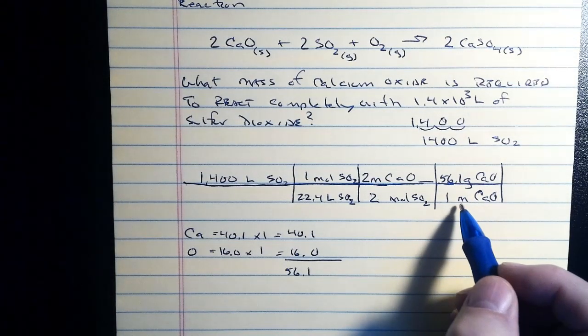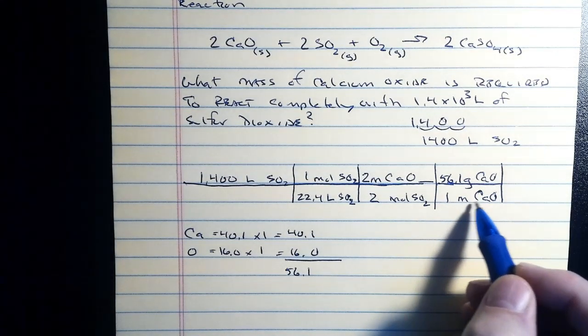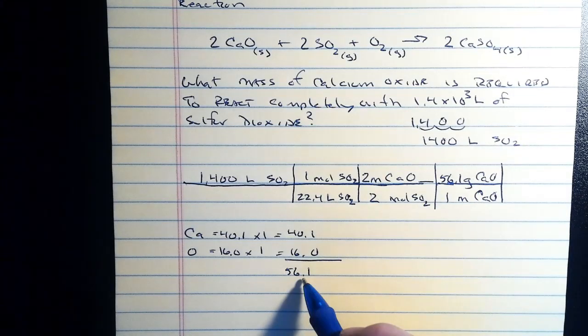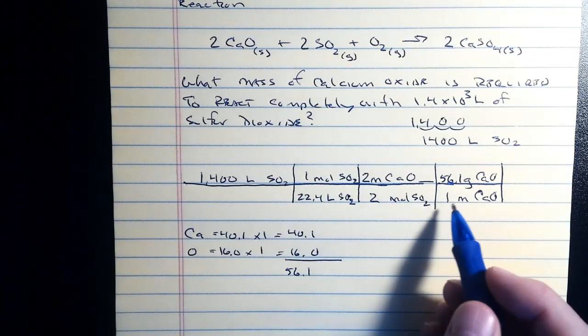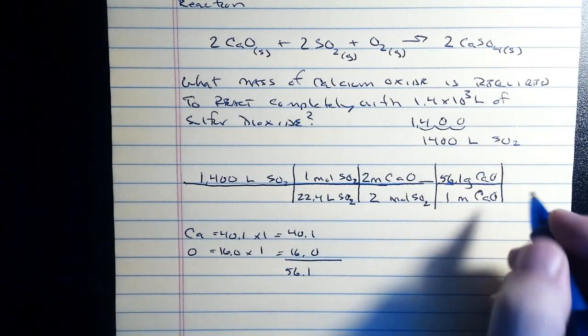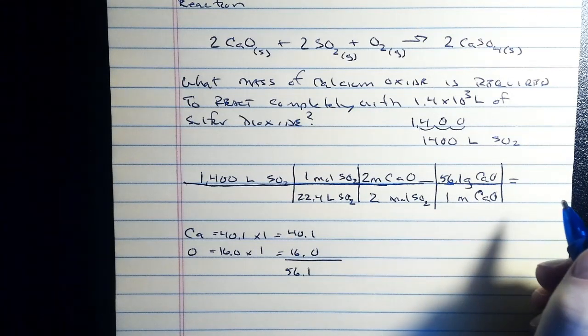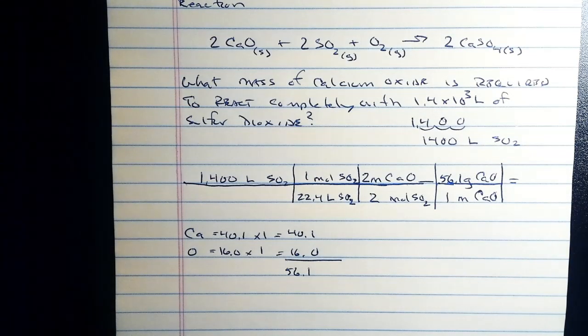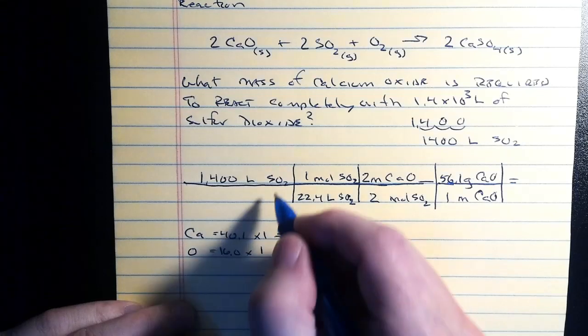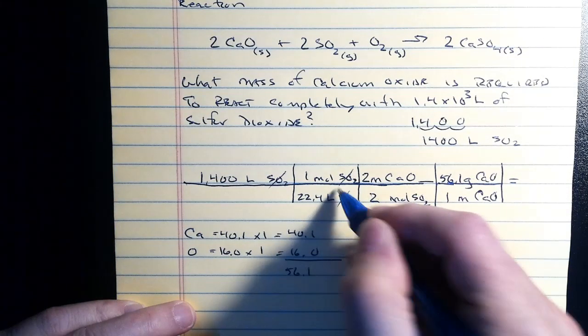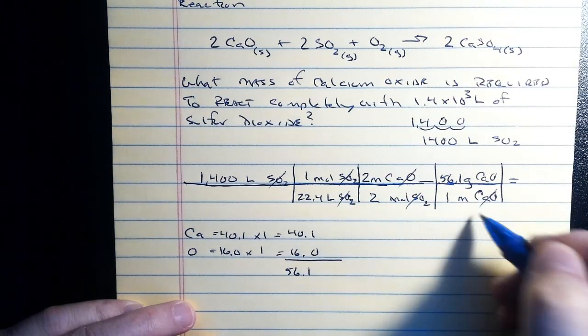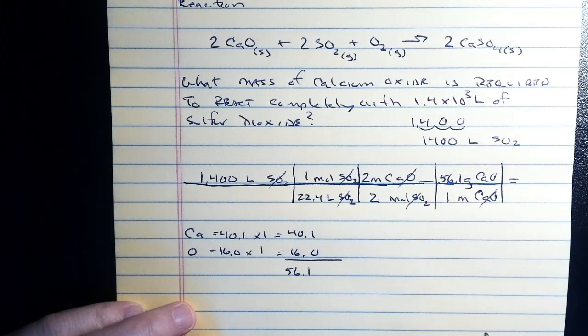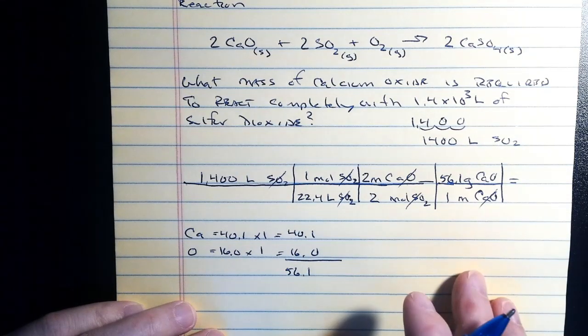So when we do that, we can use the periodic table. So on 1 mole of calcium oxide, we got 56.1 grams of calcium oxide. Okay? Put the equal sign there. And what do we do now? We cancel those units. I like doing that. Okay, now we got to pull our numbers over, and the ones drop out.